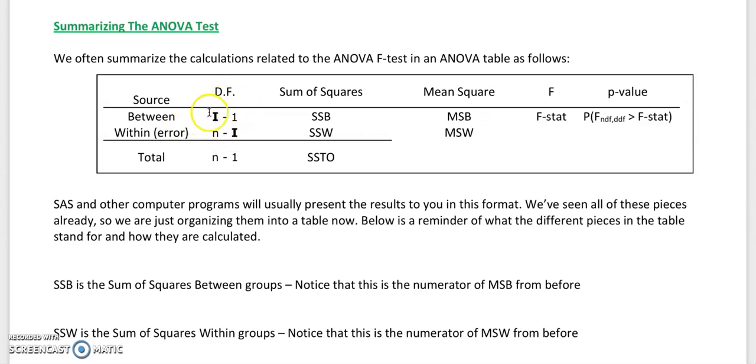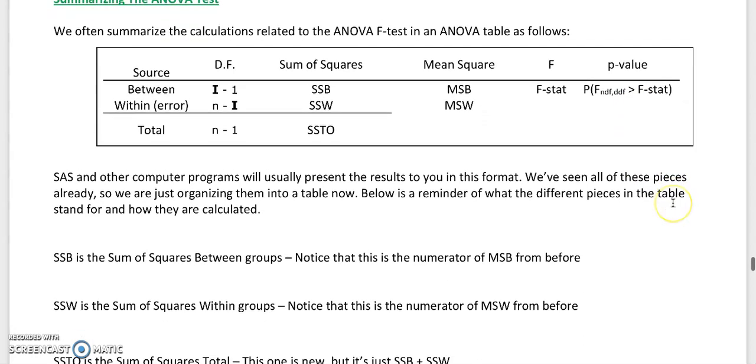We're going to look at the degrees of freedom associated with each, so the numerator degrees of freedom and the denominator degrees of freedom. We're going to look at what we call the sum of squares for both, so sum of squares between and sum of squares within. We're going to look at the mean squares between and the mean squares within, and then we're going to include our test statistic and our p-value. And so all of that information is going to be put together in a nice concise table that other people can use.